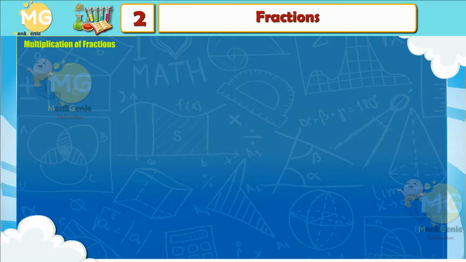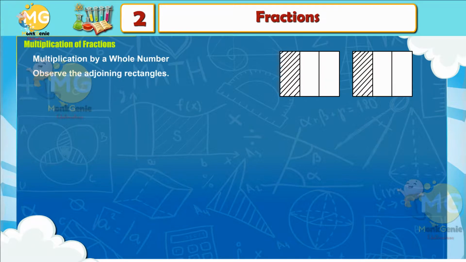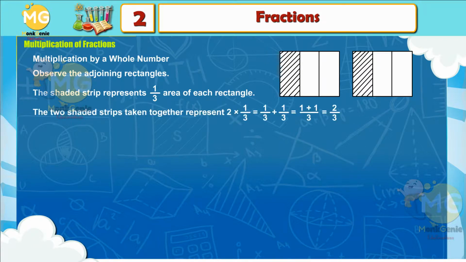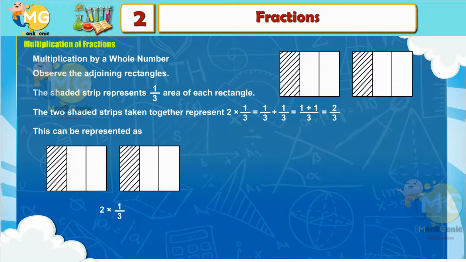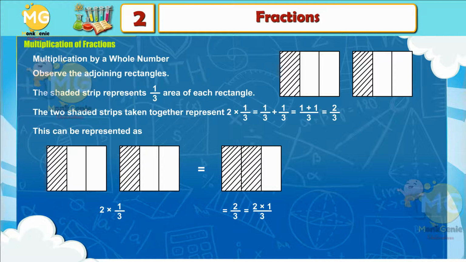Multiplication of fractions. Multiplication by a whole number. Observe the adjoining rectangles. The shaded strip represents 1/3 area of each rectangle. The two shaded strips taken together represent 2 multiplied by 1/3, which is equal to 1/3 plus 1/3, which is equal to 2/3. This can be represented as 2 multiplied by 1/3 is equal to 2/3.